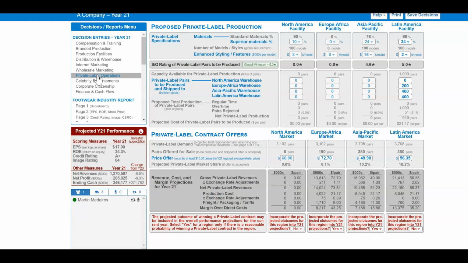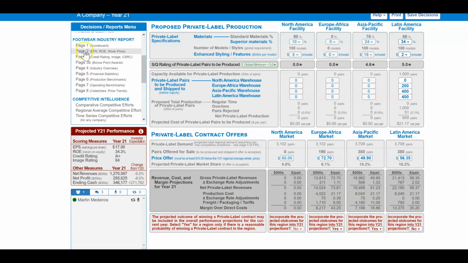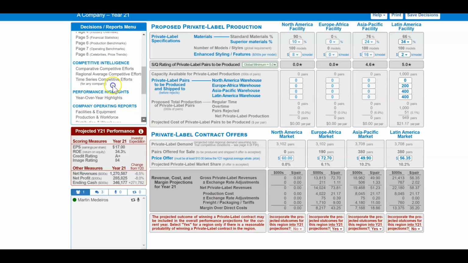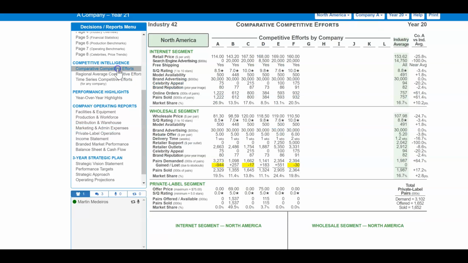Now, of course, when they play these rounds, this generates a lot of data, and those data will show up in all these reports. For example, they have an industry report called a footwear industry report that will show how the industry is doing globally. And then they've got these competitive intelligence reports, and they will show each team head to head. For example, if I click on this, in North America, they show how they're doing in the wholesale segment and the internet segment, all teams side by side.